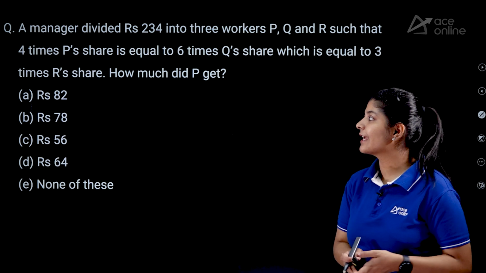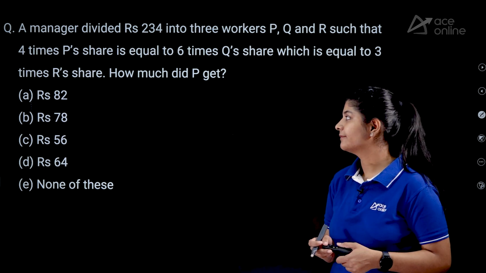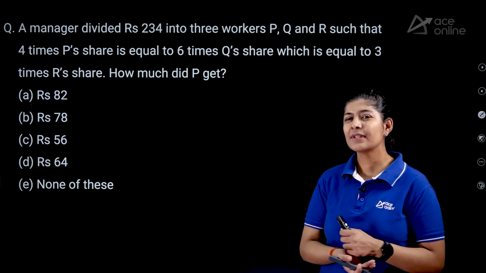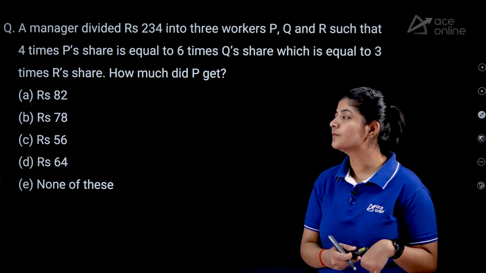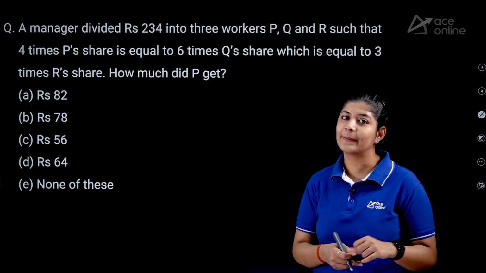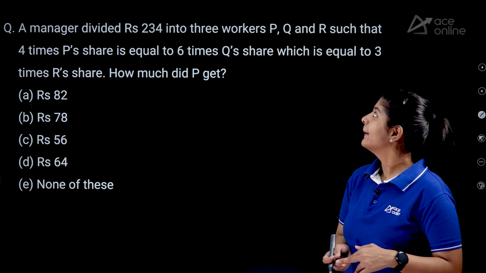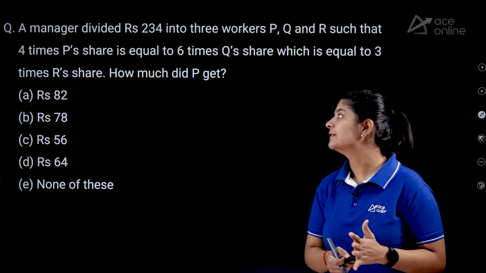And here we are having our options. This is a very easy question from the concept of ratio. So first you have to determine the ratio in between these three, P, Q and R, and after that you can easily calculate the values.